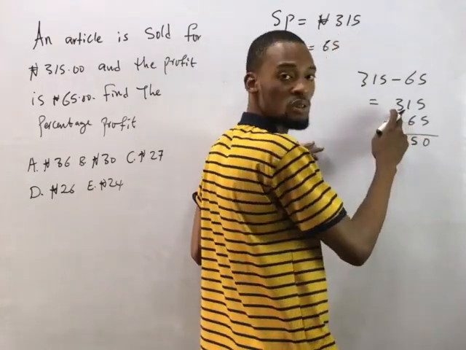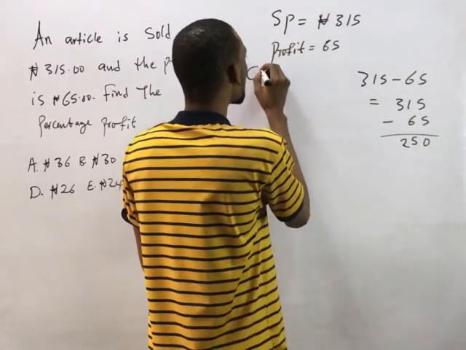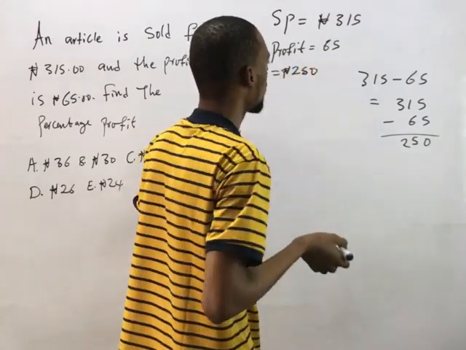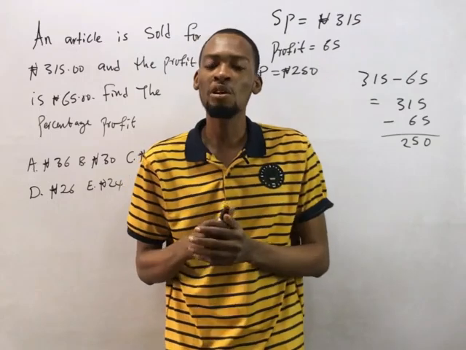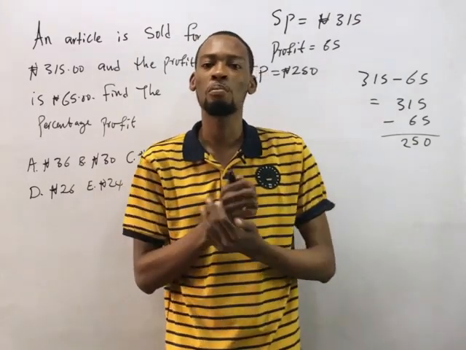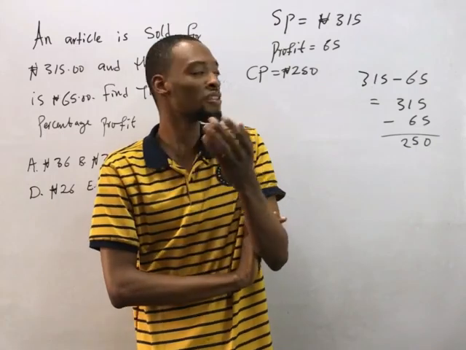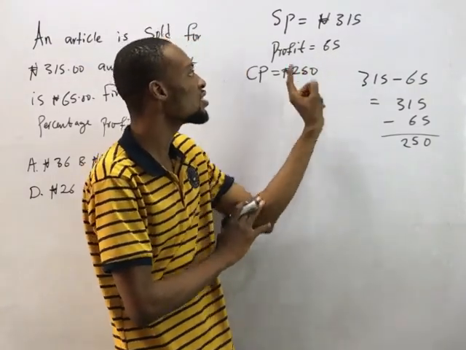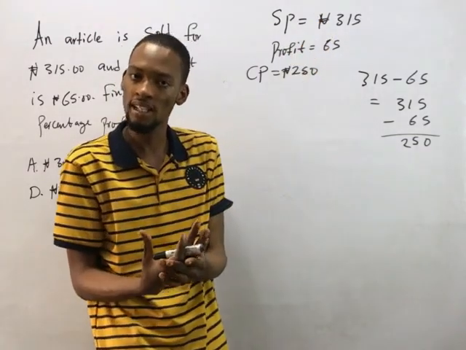Then here will be remaining what? 2. This is 2. So that means he bought it, cost price is equals 250 naira. So now let me ask the question again. If I say I bought this thing 250, but I want to make a profit of 65 naira, how much do I sell it? To make a profit of 65 naira from buying something of 250, that means you are selling it for what? 305 naira. I'm sure it makes sense to you now, right?